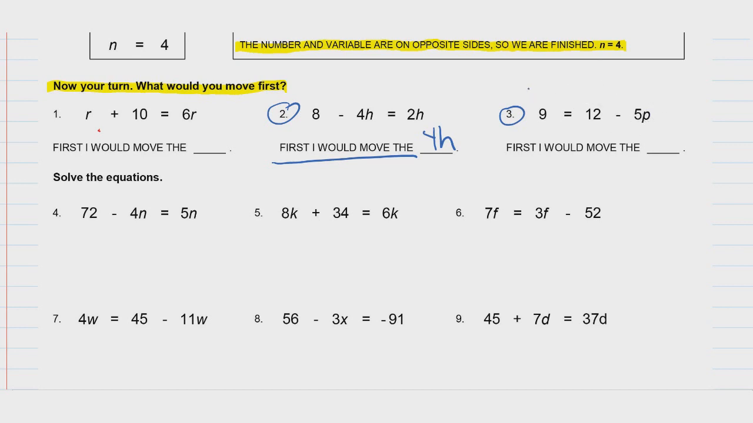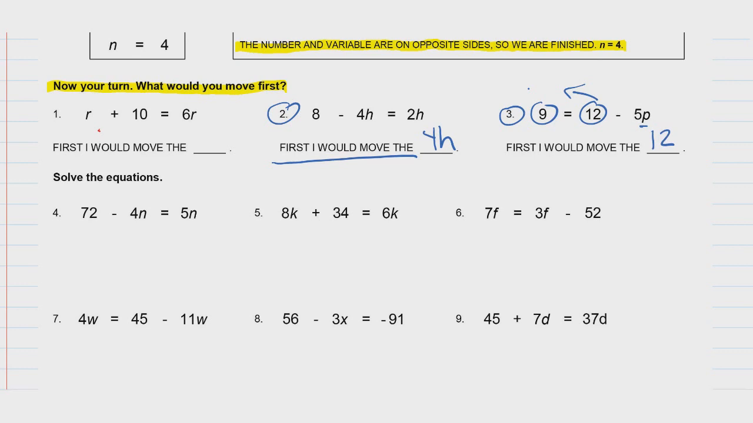On this problem, we only have one variable, that p. So you don't want to be moving the 5p over here because the 9 will be looking at you going, what are you doing? I was happy. Now I'm not happy because I have a variable. You don't want to move the 9 this way because you're moving it towards the variable. So you'd want to move the 12. By doing that, you made the 12 happy because he joined the 9, another number, and got away from the variable. So first I'd move the 12. Those are problems 1, 2, and 3.